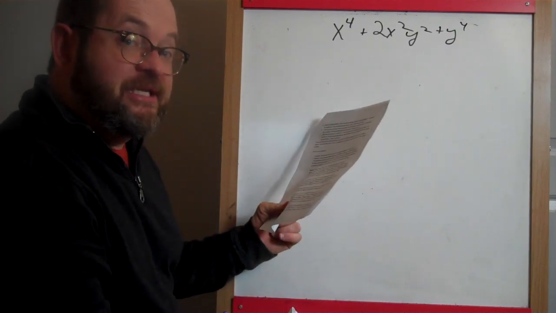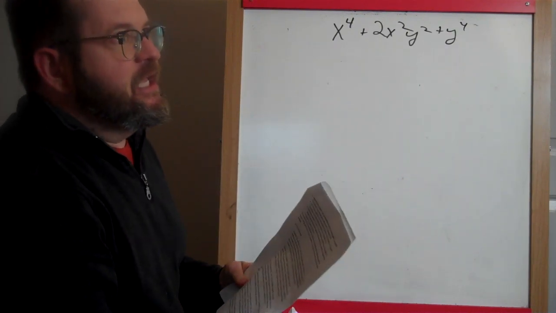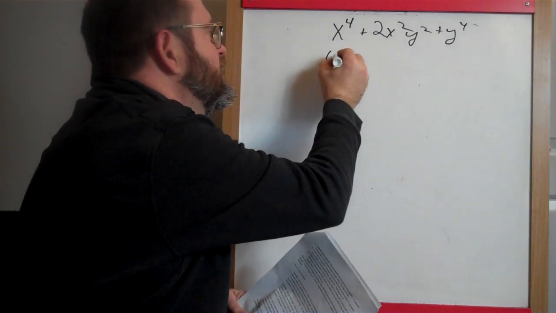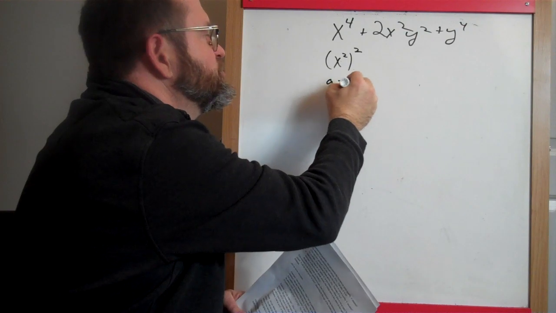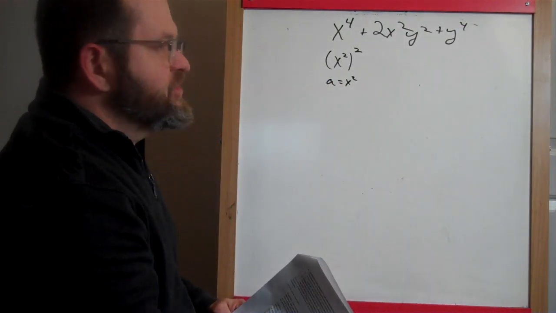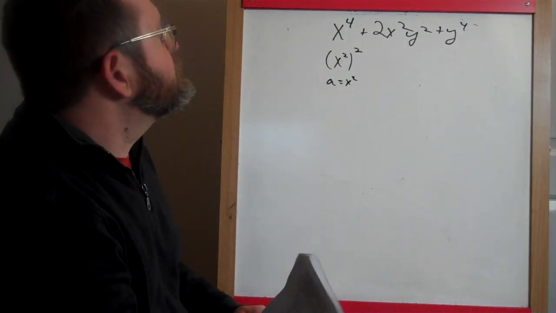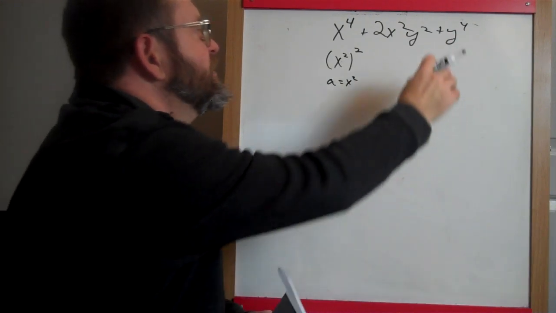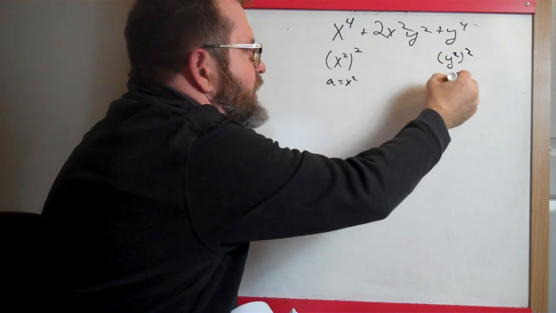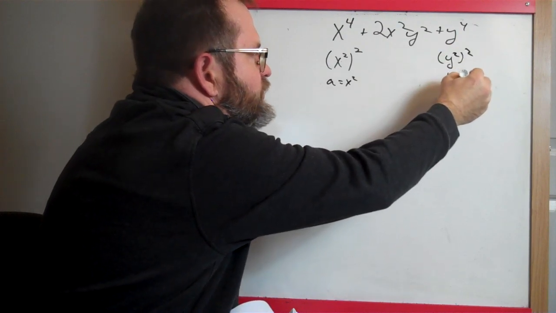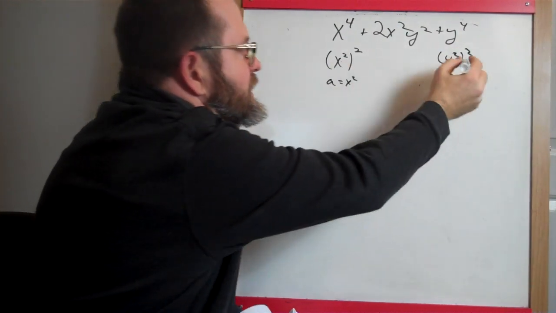Is the first term positive? Yes. Is it a perfect square? Sure, we could write this as x squared squared, where a is equal to x squared. X squared squared is to the 4th power. How about the back term here? Y to the 4th? Well, that's not some big shock. It's going to be y squared squared, so our b is going to be equal to y squared. That's b squared.